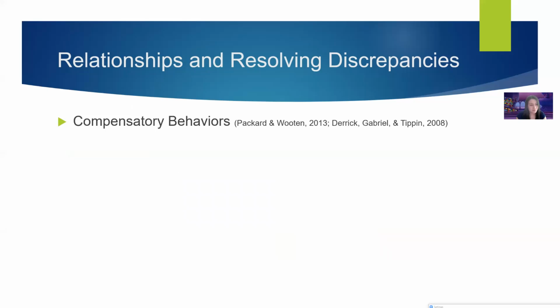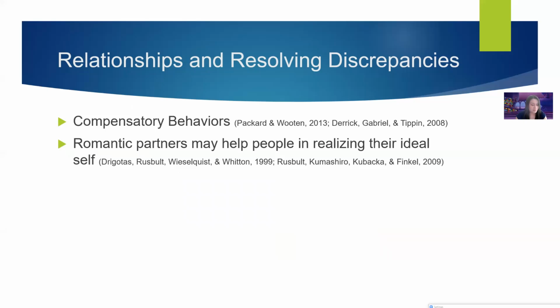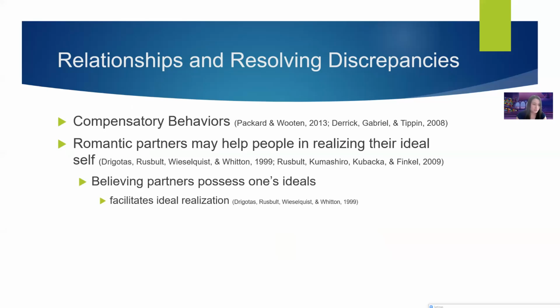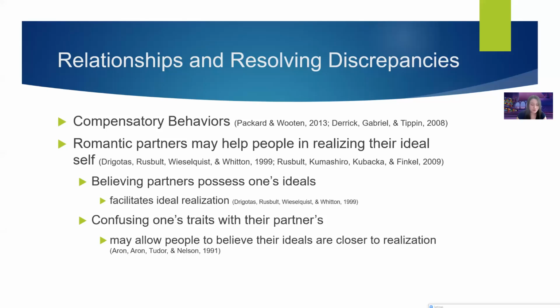Previous research has found that people tend to engage in various compensatory behaviors in order to reduce or resolve their discrepancies. One of these is by entering into relationships with people who they believe possess their ideal traits, their discrepant traits. And doing so has been found to facilitate ideal realization. Also, confusing or misattributing a partner's traits with their own may allow people to believe that their ideals are closer to realization. In the context of the parent-child relationship, parents who misattribute their child's traits to themselves may also be allowed to believe that their own self-discrepancies are smaller.